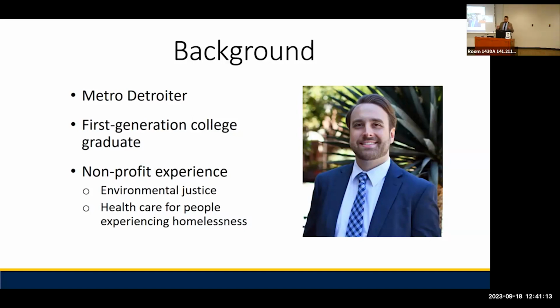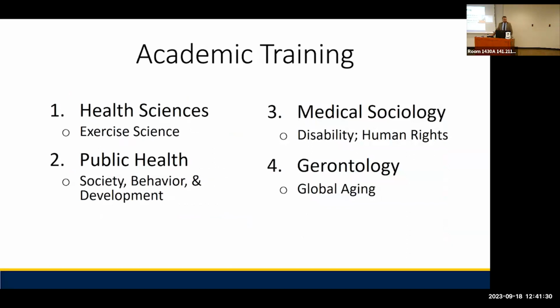In and out of the academy, in between degrees, I have some nonprofit experience, working in environmental justice, and then a couple of homeless shelters, advocating for people experiencing homelessness and getting them signed up with Medicaid. And so that's kind of led me to studying disability. In terms of my training, I have a health sciences background. I thought that I was going to be a physical therapist at one point, but I took this community health course in undergrad, and the rest is history.